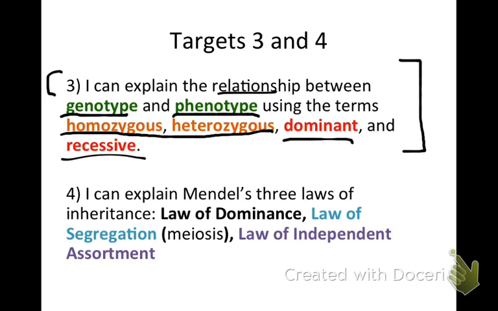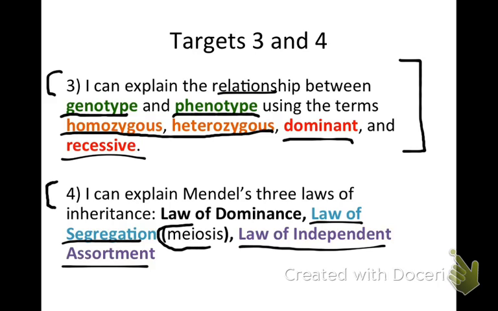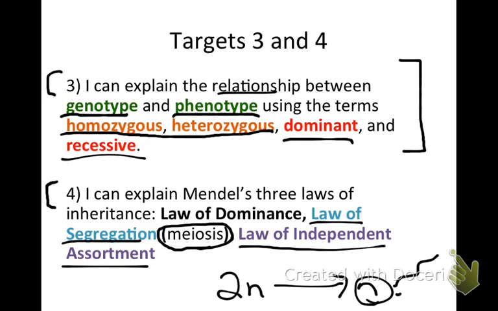For target 4, that's going to be I could explain Mendel's 3 laws of inheritance. And we're going to be focusing on the last two, the law of segregation and the law of independent assortment. And if you notice in this target, there's the word meiosis. And remember, meiosis is taking that diploid cell and making a haploid cell, our gamete cells right here. Because of how meiosis works and how chromosomes and traits are passed down, we're going to get these different laws. So the law of segregation and the law of independent assortment.